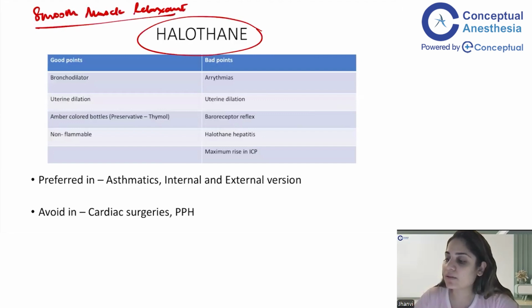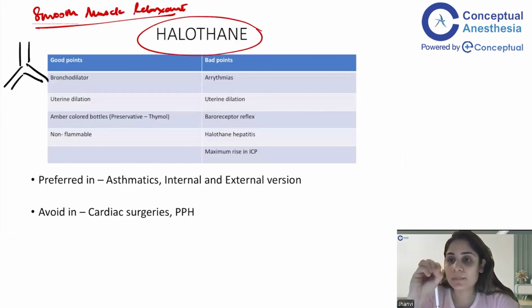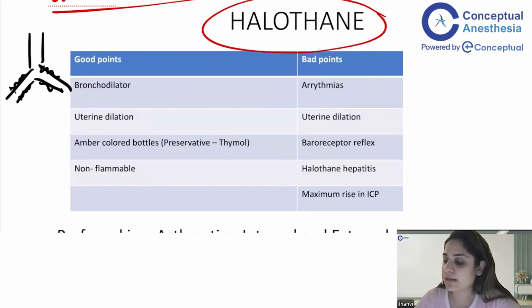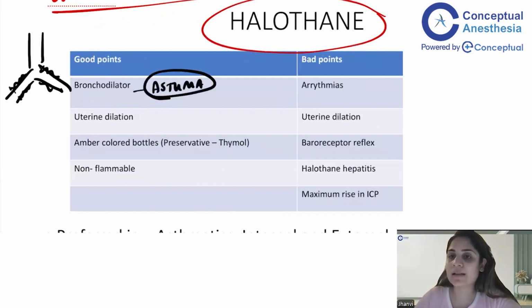How does it act at the bronchi? When you inhale halothane, it will cause smooth muscle relaxation of the bronchial smooth muscles, and you will get bronchodilation. This bronchodilation is very important for someone who has asthma. They used to say that in asthmatic patients, the inhalational agent of choice is halothane, because of the bronchodilatory properties that it has.